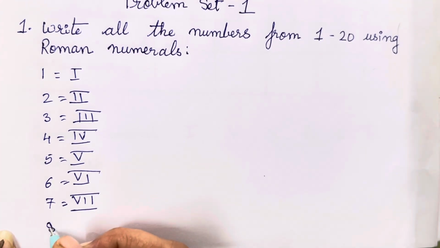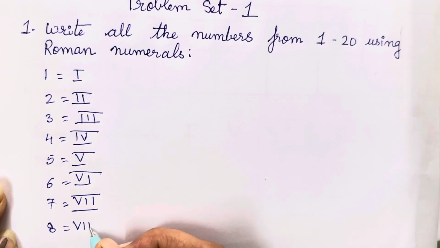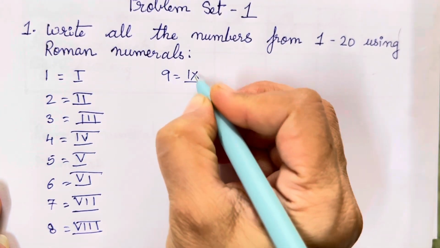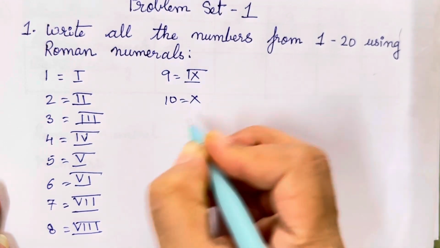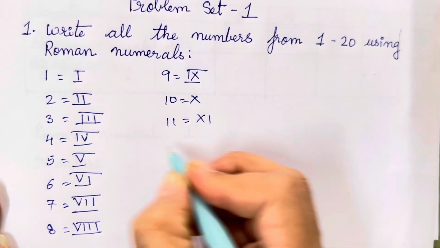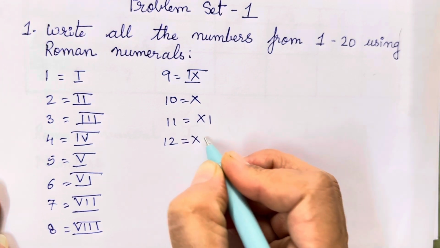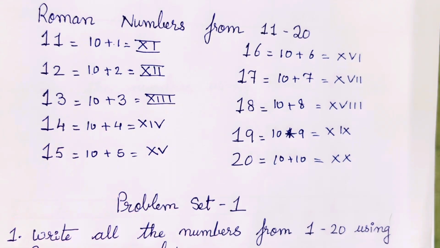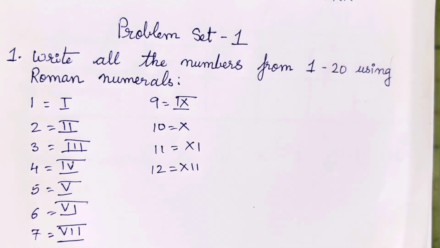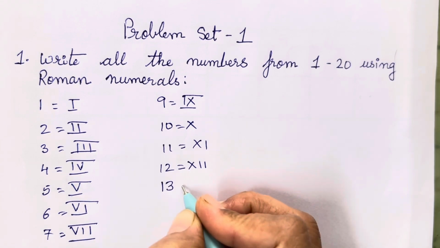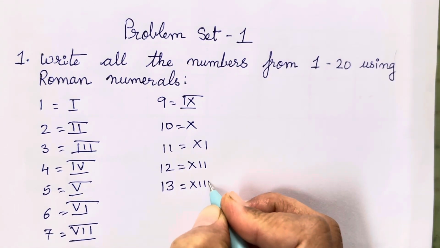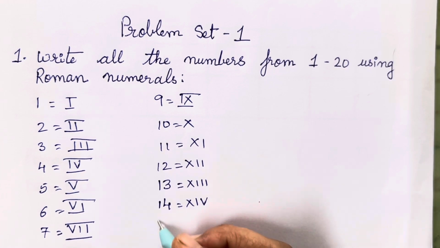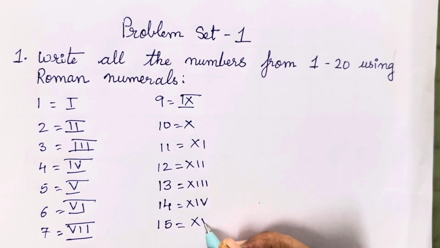Then comes 8, 9, 10, 11, 12. If you are confused, as I said, you can practice this and then write the Roman numerals. Alright, so both the ways I have explained to you, from where the numbers came, and how we can write the Roman numbers if it is a bigger number.